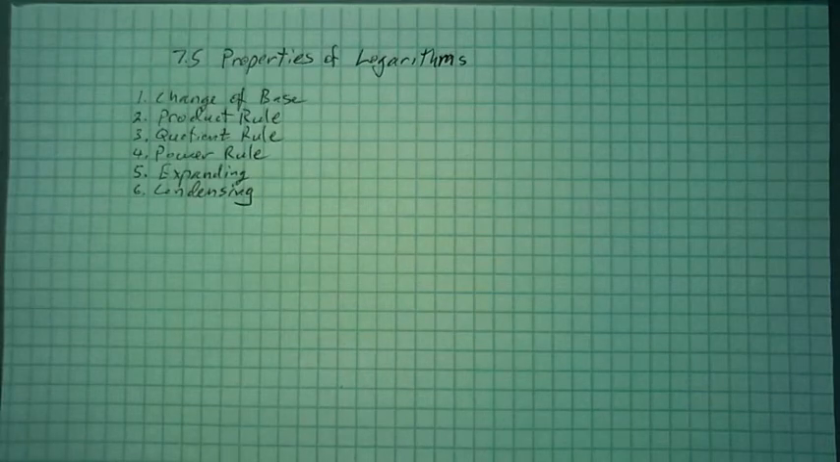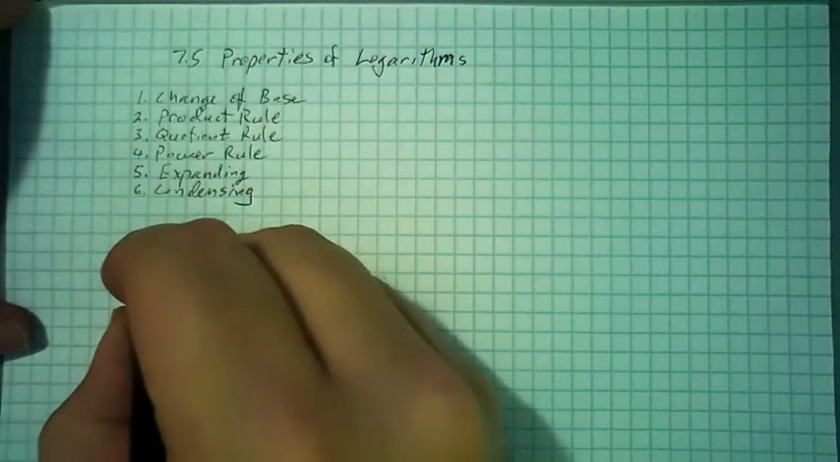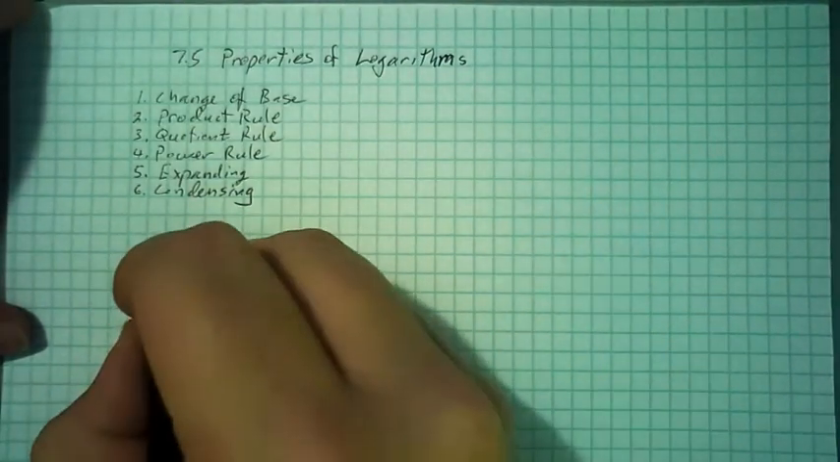Then we'll talk about the product rule, quotient rule, and power rule, which are the three ways that we manipulate logarithms. Then we'll do some examples. The two biggest examples using the three rules are expanding logarithms and condensing logarithms. So those, 5 and 6, are mostly examples of how we use the product rule, the quotient rule, and the power rule.